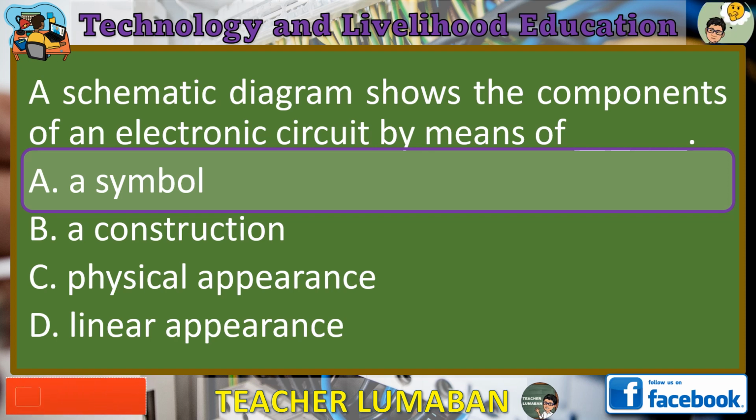Explanation: A schematic diagram is a graphical representation of an electronic circuit that uses symbols to represent the various components and their connections. These symbols are standardized and represent different electronic components such as resistors, capacitors, transistors, and integrated circuits. The schematic diagram is a concise and standardized way of representing the circuit, allowing engineers and technicians to understand the circuit structure and connections without having to rely on physical appearance or construction details.